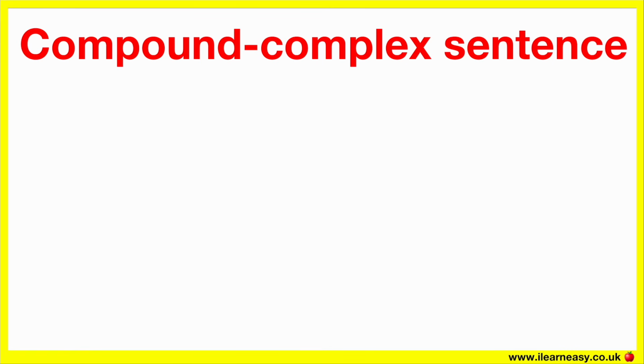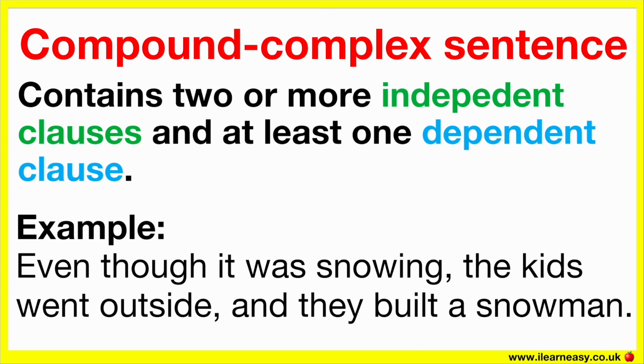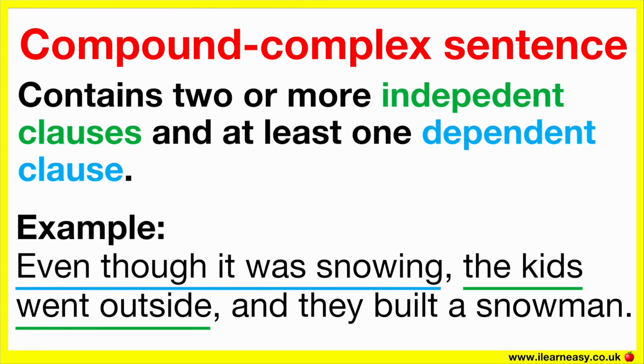Compound complex sentence. A compound complex sentence contains two or more independent clauses and at least one dependent clause. For example, even though it was snowing, the kids went outside and they built a snowman. Even though it was snowing is a dependent clause. The kids went outside is an independent clause. They built a snowman is an independent clause. The two independent clauses are joined by the conjunction and. So this is a compound complex sentence because it contains two independent clauses and one dependent clause.